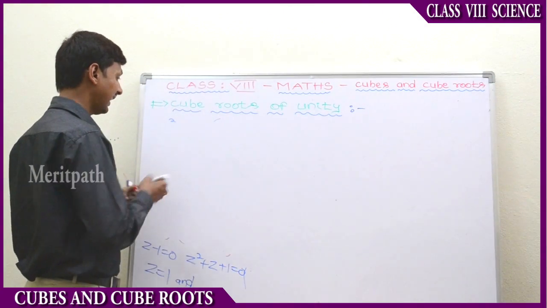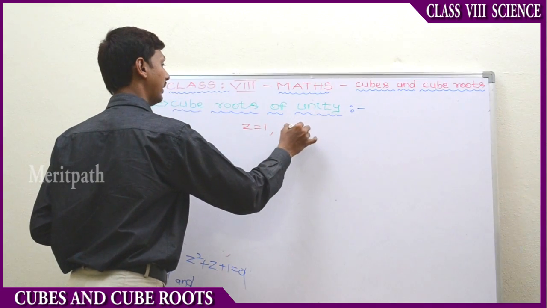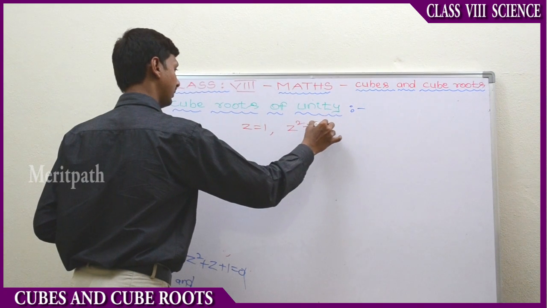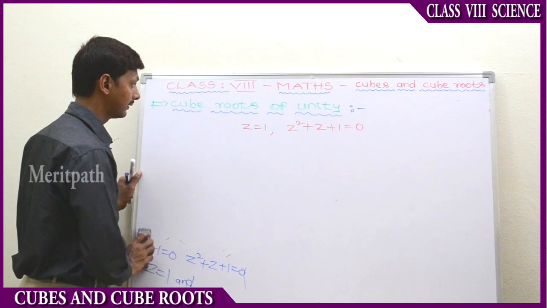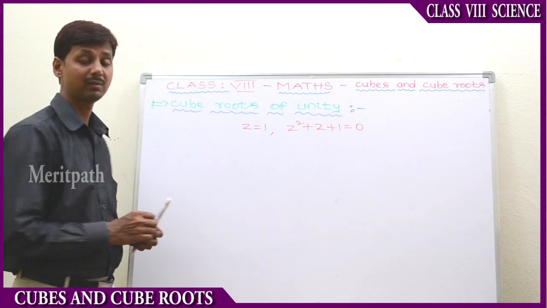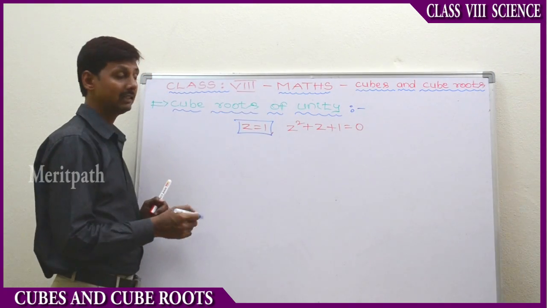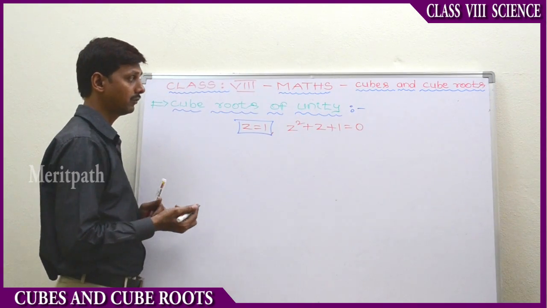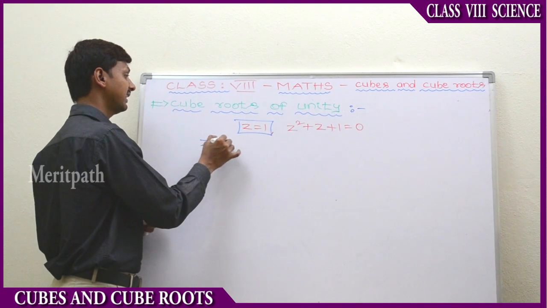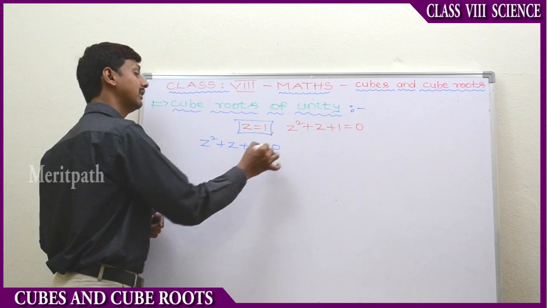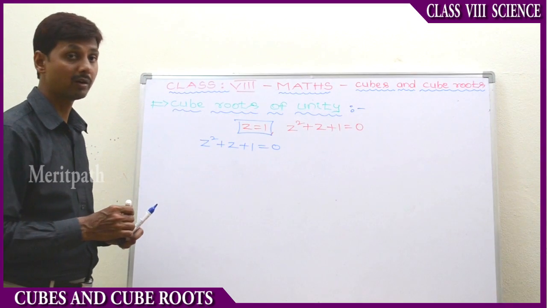We got z is equal to 1 and z squared plus z plus 1 is equal to 0. So z is equal to 1 is directly one of the roots of unity. When we find the value of z from z squared plus z plus 1, actually this is in the form of a quadratic equation. So let's compare with the quadratic equation.